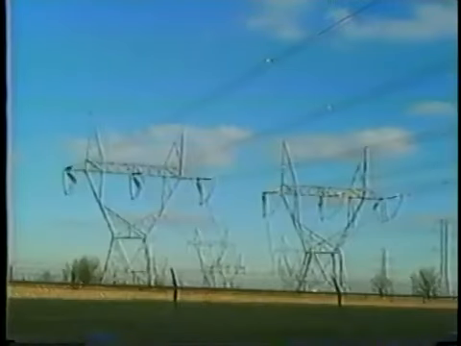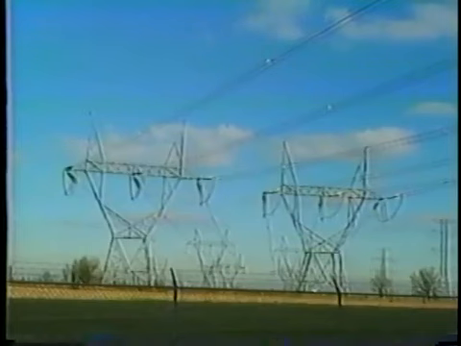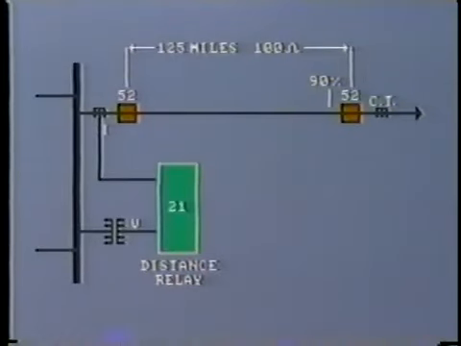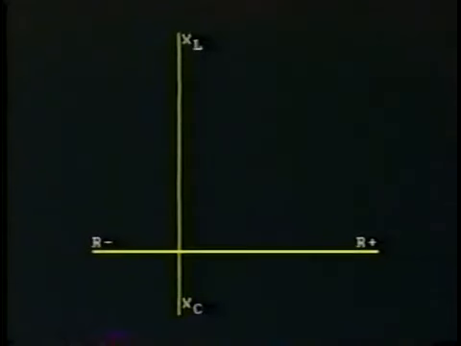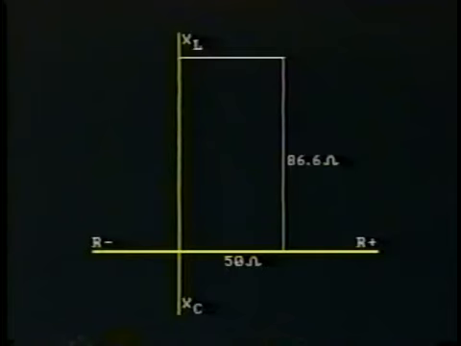It is important to note that we are talking about the impedance that is measured by the relay, not the resistance. Obviously, this is because the conductors contain both resistance and reactance. Typically, the conductors in this 125-mile-long transmission line will contain a resistance of, say, 50 ohms and reactance of 86.6 ohms. Let's plot this on an impedance diagram.